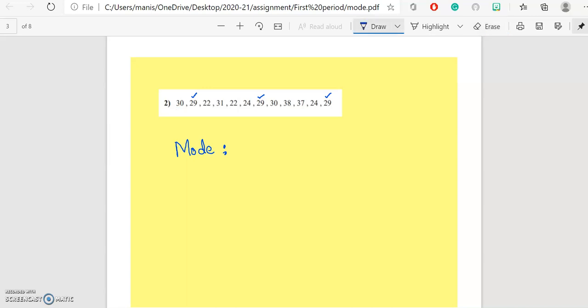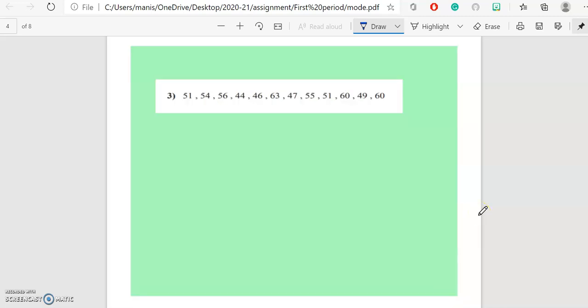Let's go for the next one. 22. Do you see 22? Yes, I have 22 twice. This cannot be the mode because I already have numbers which appear more than 2 times. 31, no. What about 24? If you see, 24 is coming only twice. 30, we already took care of 30, no. So from this set of values, we came to know that 29 is the mode for this question, because 29 is the number that is coming many times.